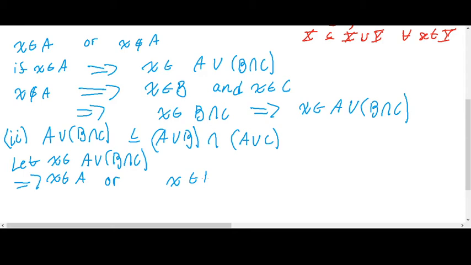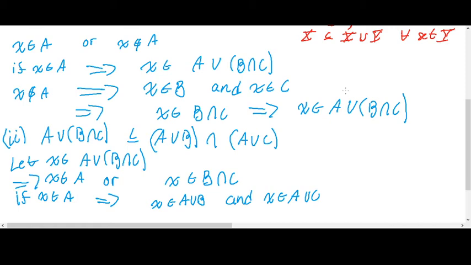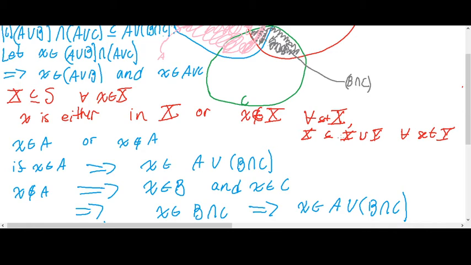Now, let's take the first case. If X is in A, then that implies that X is in A union B and X is in A union C by the same reasoning we used up here, where we said that the set X is a subset of X union Y. So therefore, any element in the set X must also be in X union Y.